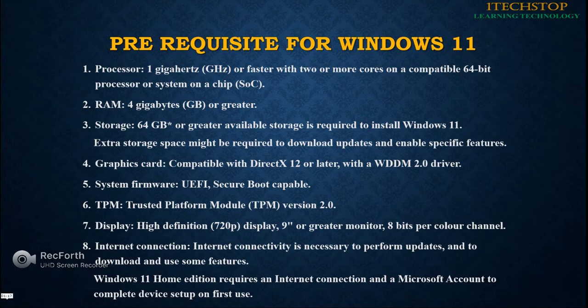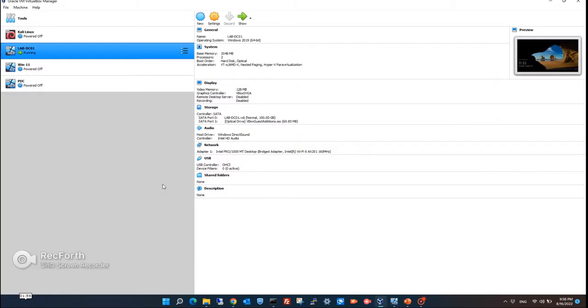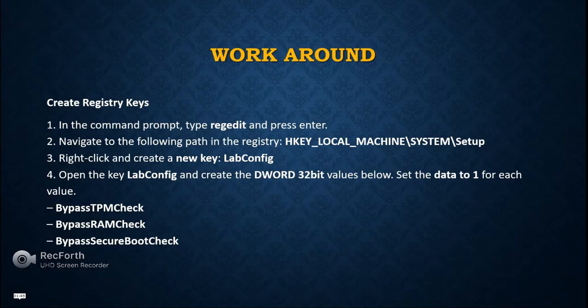Let's see what workarounds are available. So this is the workaround we need to do. We need to create some registry values, some keys, in order to set up our Windows 11 operating system in VirtualBox. So now let's go directly to our VirtualBox.